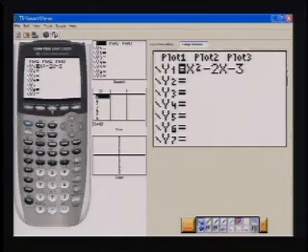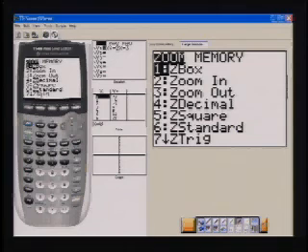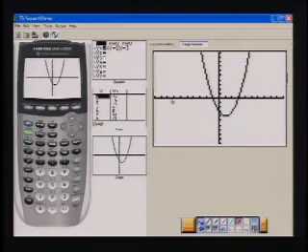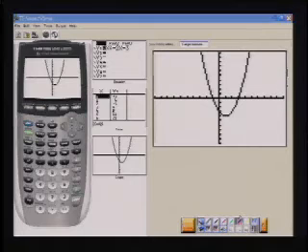2x minus 3. Now I want to get a look at the graph, and it's nice to get a good viewing window to start, and a good place to go is to the zoom button and choose number 6, which is zoom standard. Just press 6. That gives me a nice viewing window from -10 to 10 on the x-axis and from -10 to 10 on the y-axis.